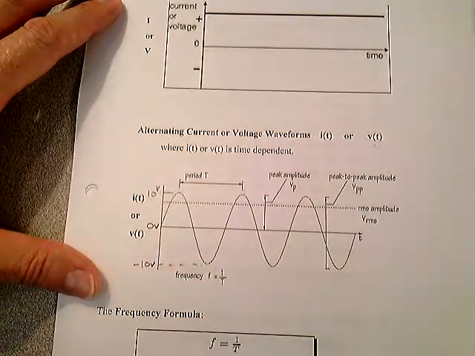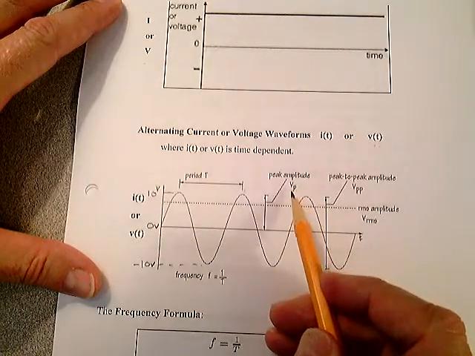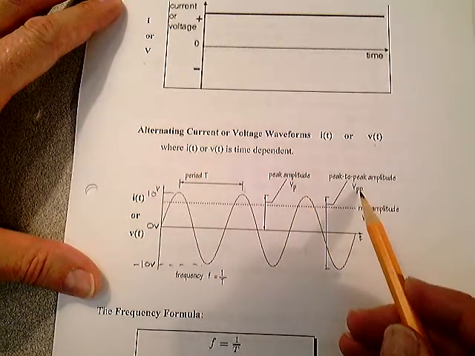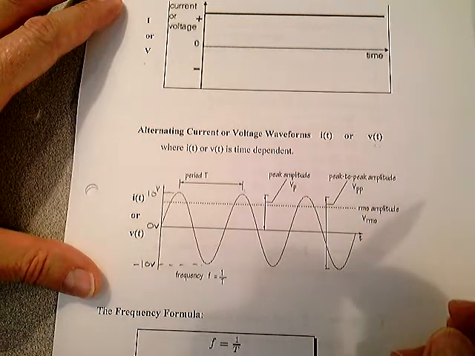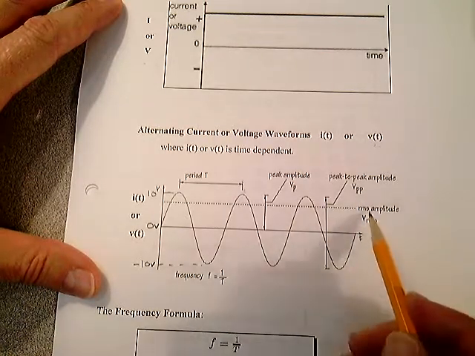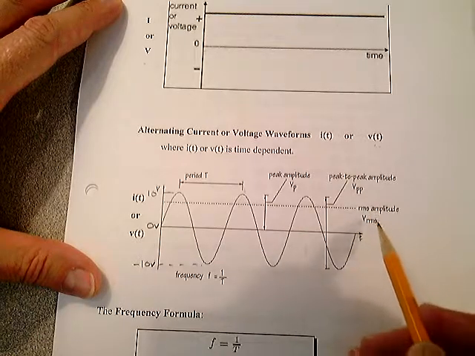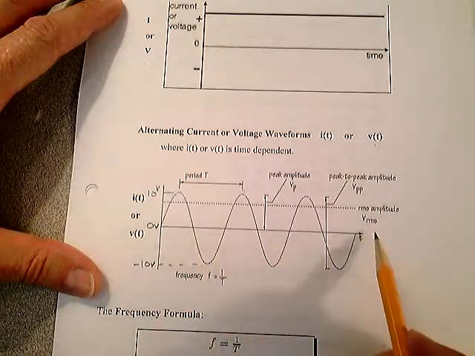Then in this case right here, our peak voltage VP is 10 volts. Our peak to peak voltage is 20 volts. We'll talk about RMS values later on in the semester. And notice we have our time axis here.